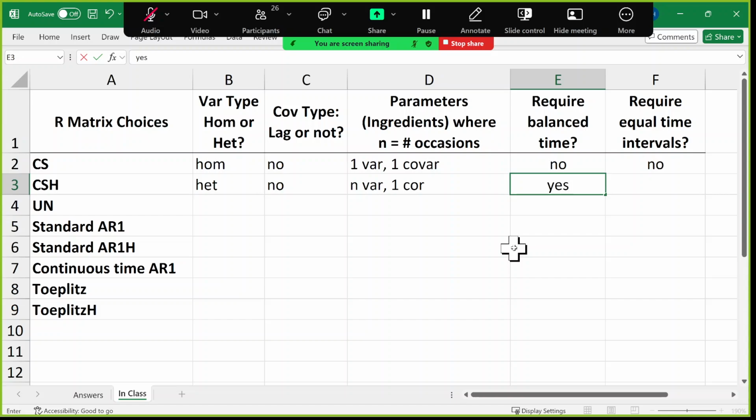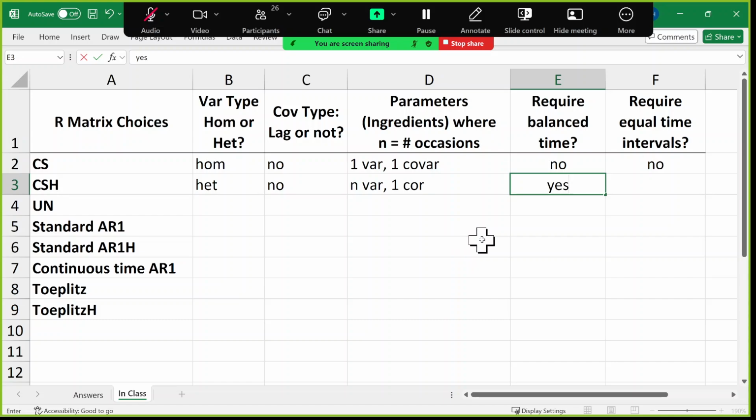Otherwise, it would be so hard for the model to estimate all of those things if we have unbalanced time, because now we can have something like, instead of just 1, 2, 3, we can have 1.3, 1.7, 1.8. So the R matrix, I think the model would have problems estimating all of those things at the same time. So yes, we require balance time in the case of heterogeneous variances.